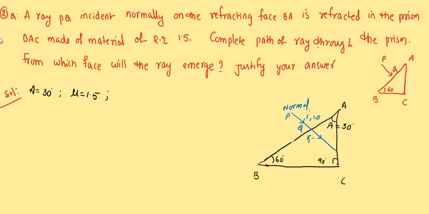And if you draw the normal at the second surface, here we draw the normal. This is the normal drawn at the second surface. And this angle will become again, what happens to that angle?